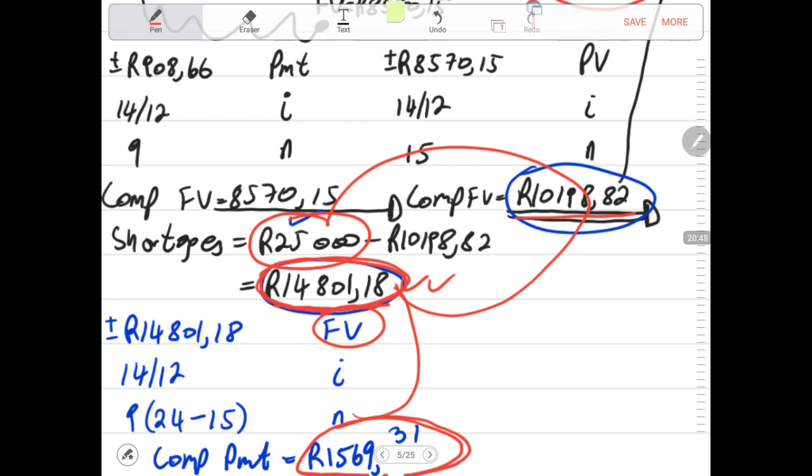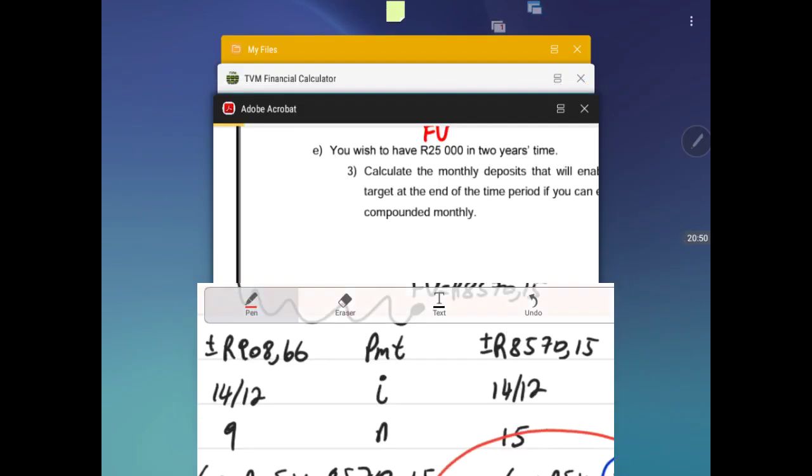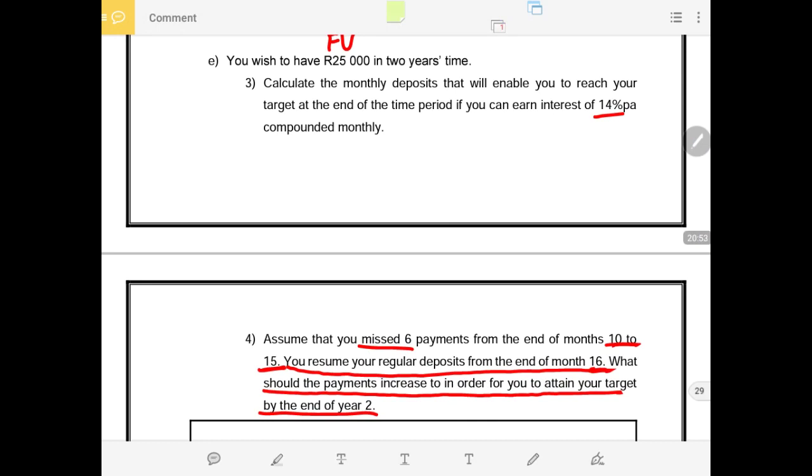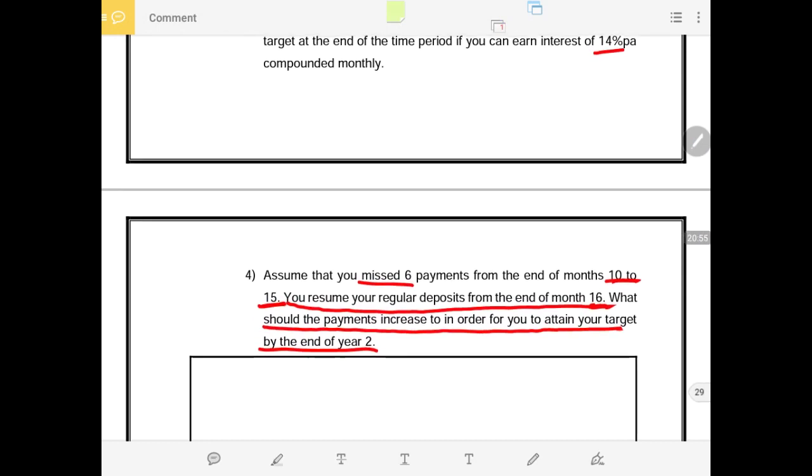With that, guys, I think I have covered everything in this question. Yes, I've done number 3 and I've done number 4.